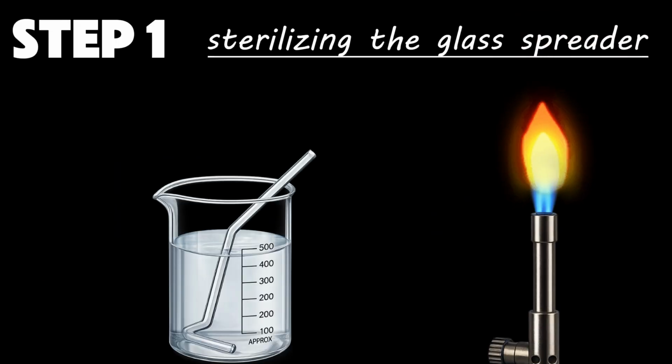Step 1. Sterilizing the glass spreader. Take a beaker containing 95% ethyl alcohol and immerse the bent portion of the L-shaped glass spreader into the alcohol. This helps sterilize the spreader before use.